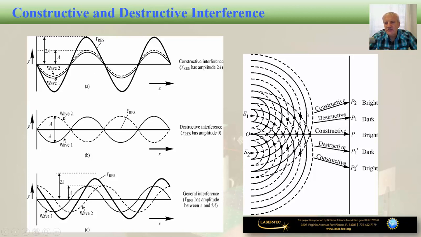So if you put the screen at a specific location, that screen is going to be capturing different dots, both those where you have constructive and those where you have destructive interference. This would result in a very specific interference pattern that is going to consist of bright and dark spots that are interchanging, as shown on this picture on the right-hand side.